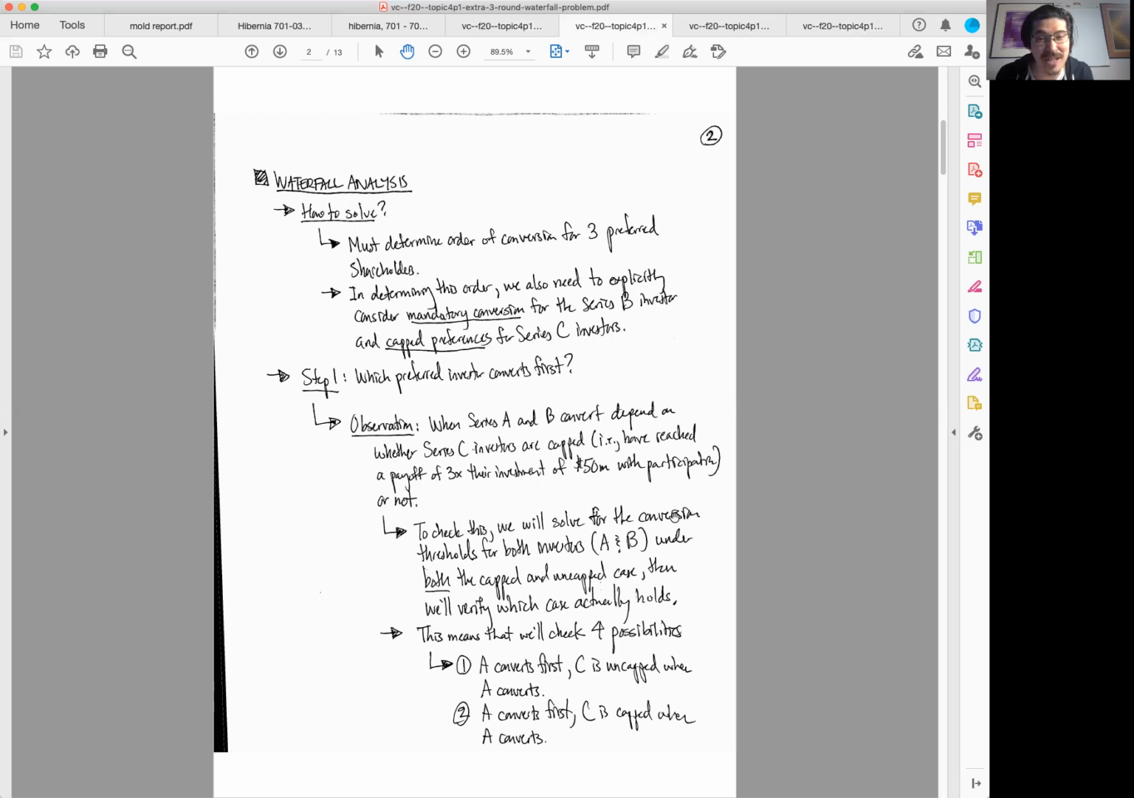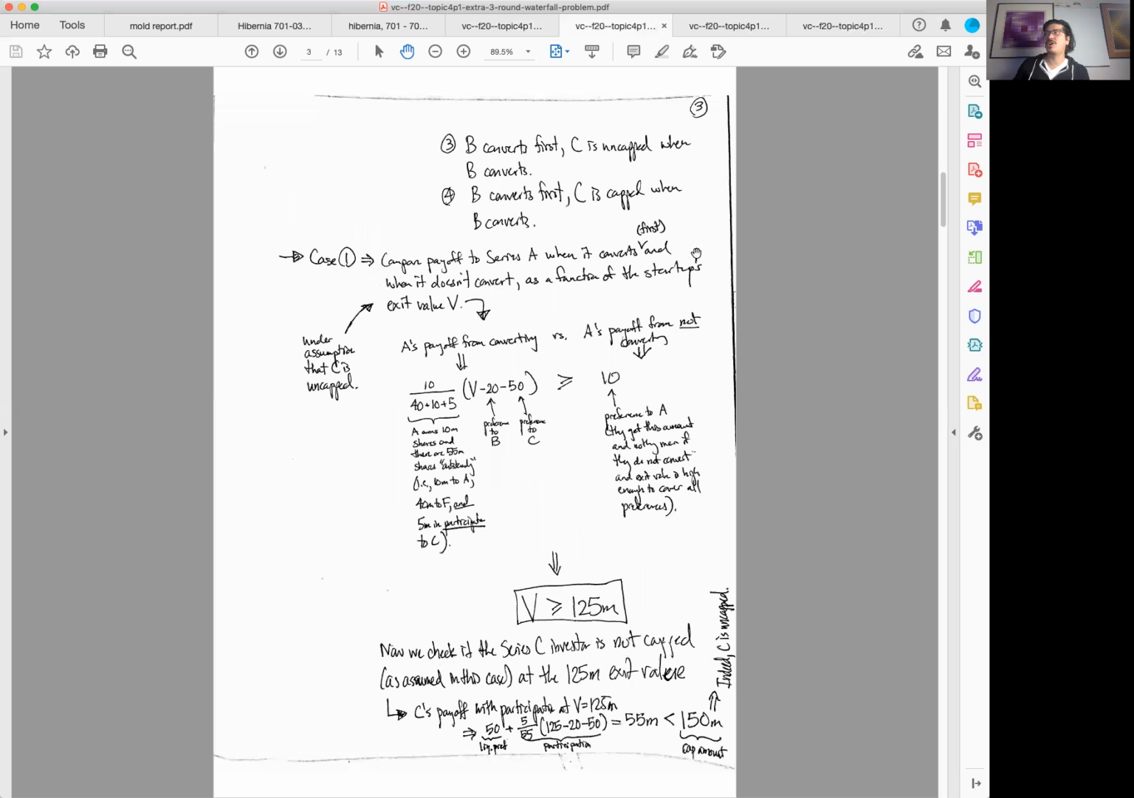So we have to entertain both scenarios. Same thing. If B goes first, does B go first when C is uncapped, or does C go first when C is already capped? Those things make a difference on when B goes. So we need to consider those 4 things. And then we also need to consider the possibility that just C goes first, full stop.